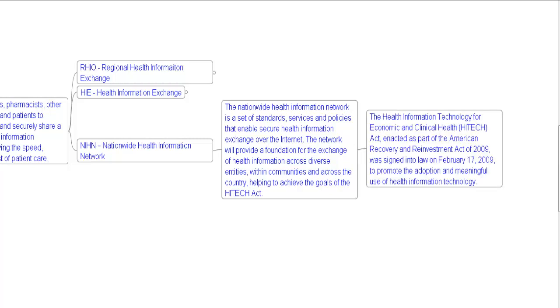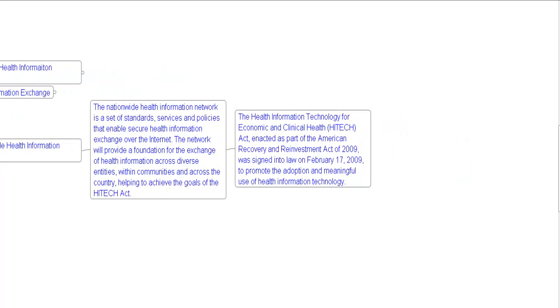What is the HITECH Act? Health Information Technology for Economic and Clinical Health, also called the HITECH Act, enacted as a part of the American Recovery and Reinvestment Act of 2009, was signed into law on February 17, 2009 to promote the adoption and meaningful use of health information technology.